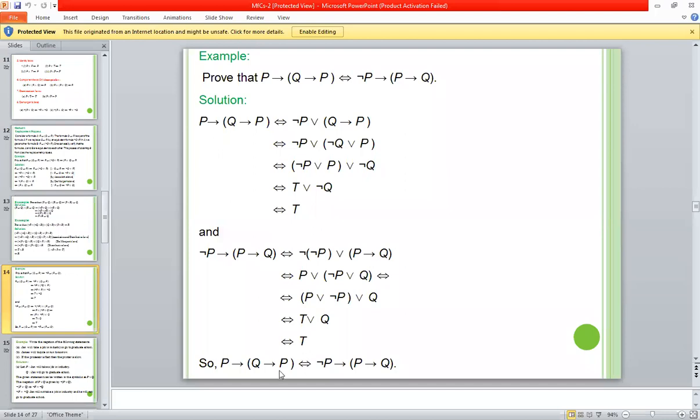Next. So the LHS of the given statement is equivalent to true, and the RHS of the given statement is equivalent to true. From this we can write LHS is equivalent to RHS. So P implication (Q implication P) is equivalent to negation P implication (P implication Q).